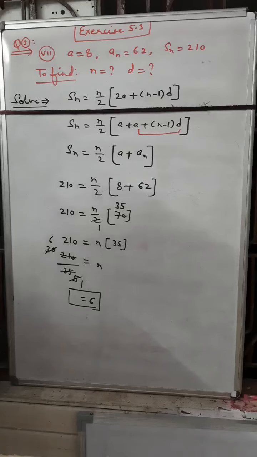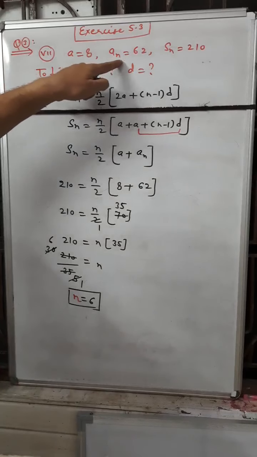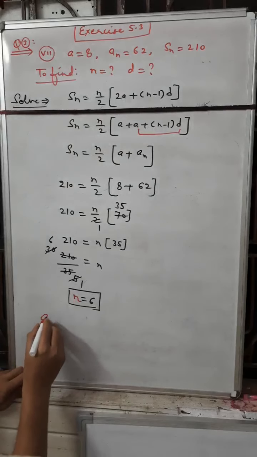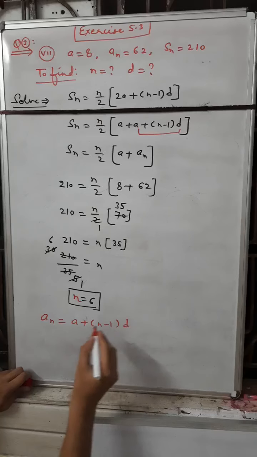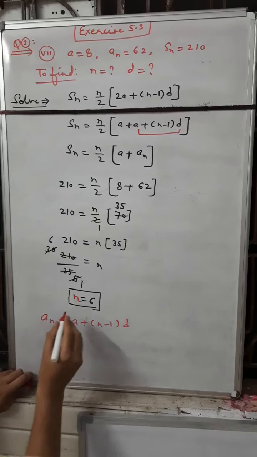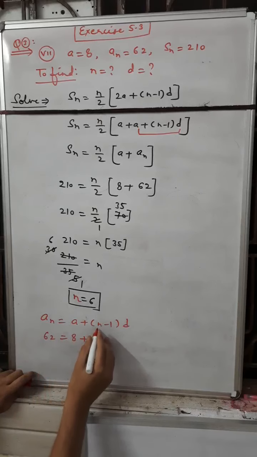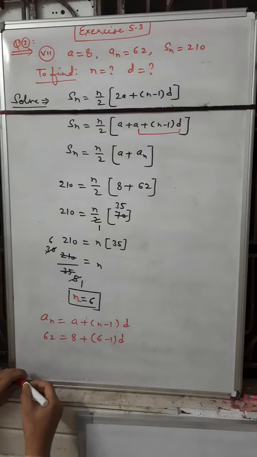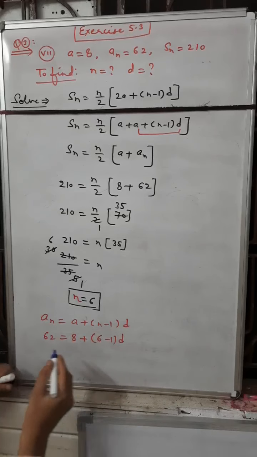So here the value of n is equal to 6. Now we can use this formula for finding the value of d. We know that an is equal to a plus (n minus 1) into d. Here an is given as 62, a is given as 8, and we have the value of n, 6 minus 1, but we don't have the value of d. So from this equation we can find out the value of d easily.